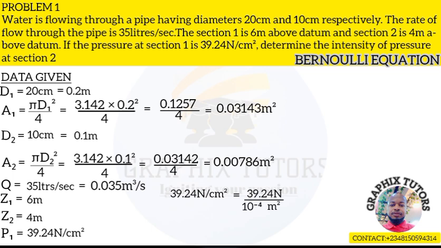And when the 10 raised to the power minus 4 comes up, it becomes positive, so we have 10 raised to the power 4, which means 10,000. So we have 39.24 times 10,000, and that will give us 392,400 Newton per meter square. Are we together?